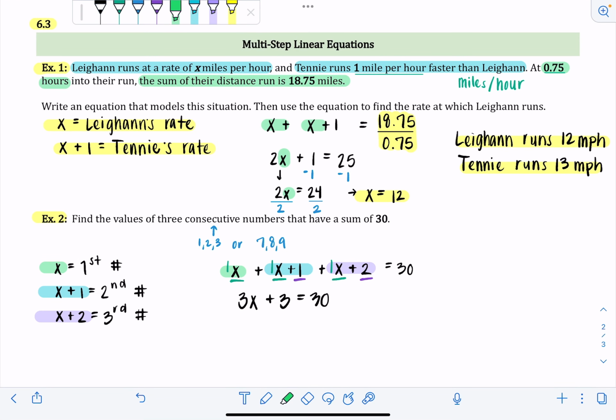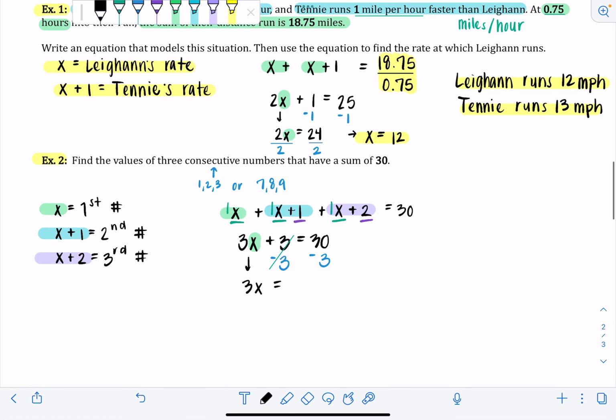My goal is to get x by itself. There's a 3 that's being multiplied by it and a 3 that's being added to it. So I'm going to subtract 3 first to cancel out that plus 3. I'm going to bring down my 3x. 3 minus 3 cancels out. 30 minus 3 is 27. Now I have a 3 that's being multiplied by x, so to cancel that out, I will divide both sides by 3. 3 divided by 3 cancels itself out. And then I have x equals 27 divided by 3, which is 9.